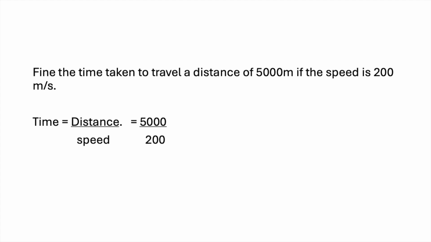Find the time taken to travel a distance of 5,000 meters if the speed is 200 meters per second. Time is equal to distance by speed, which is 5,000. Now the units are the same, so I'm going to move with it. 5,000 divided by 200, scratch out the zeros. 50 by 2 is 25, so 25 seconds.